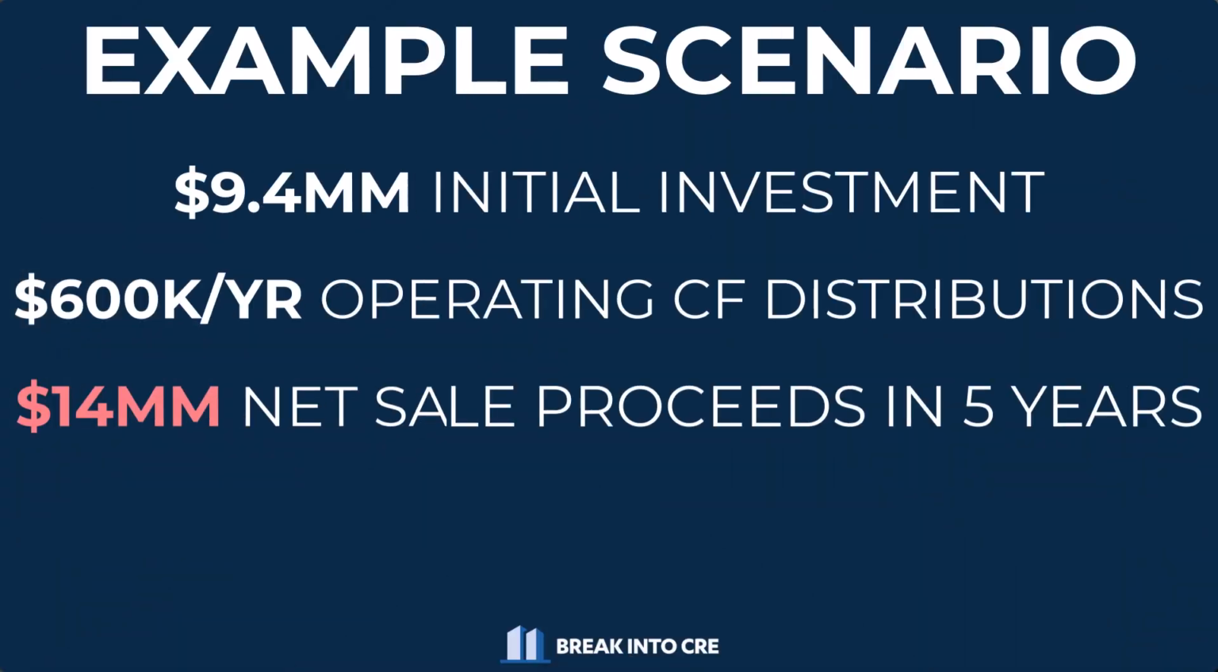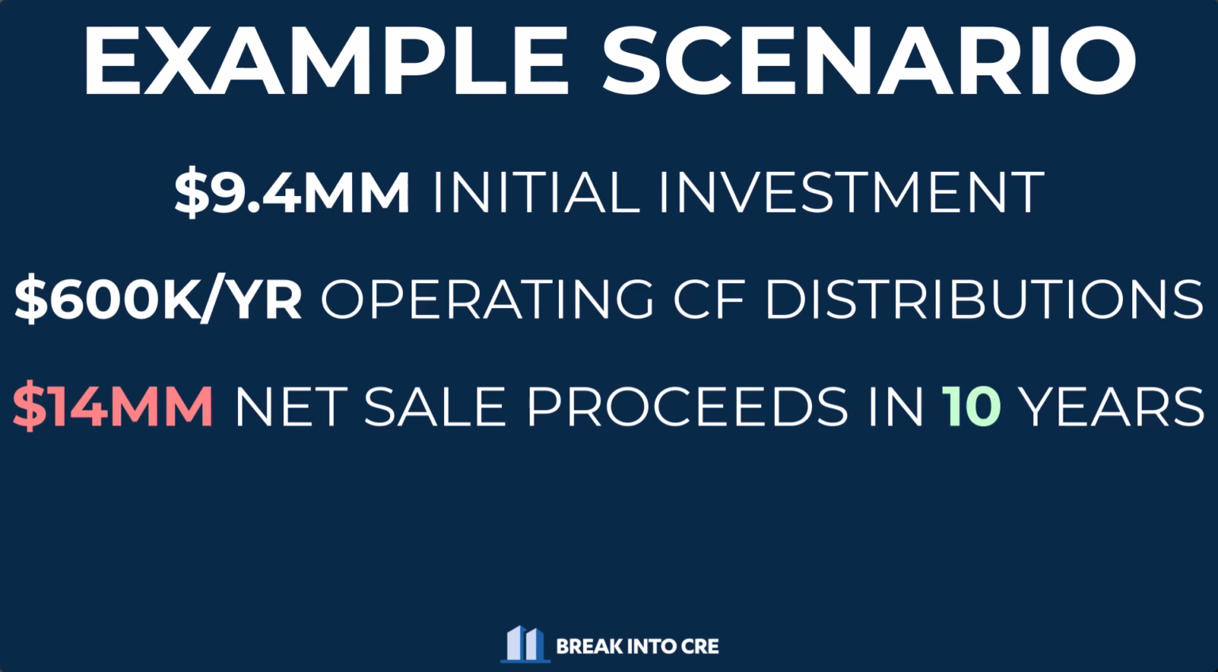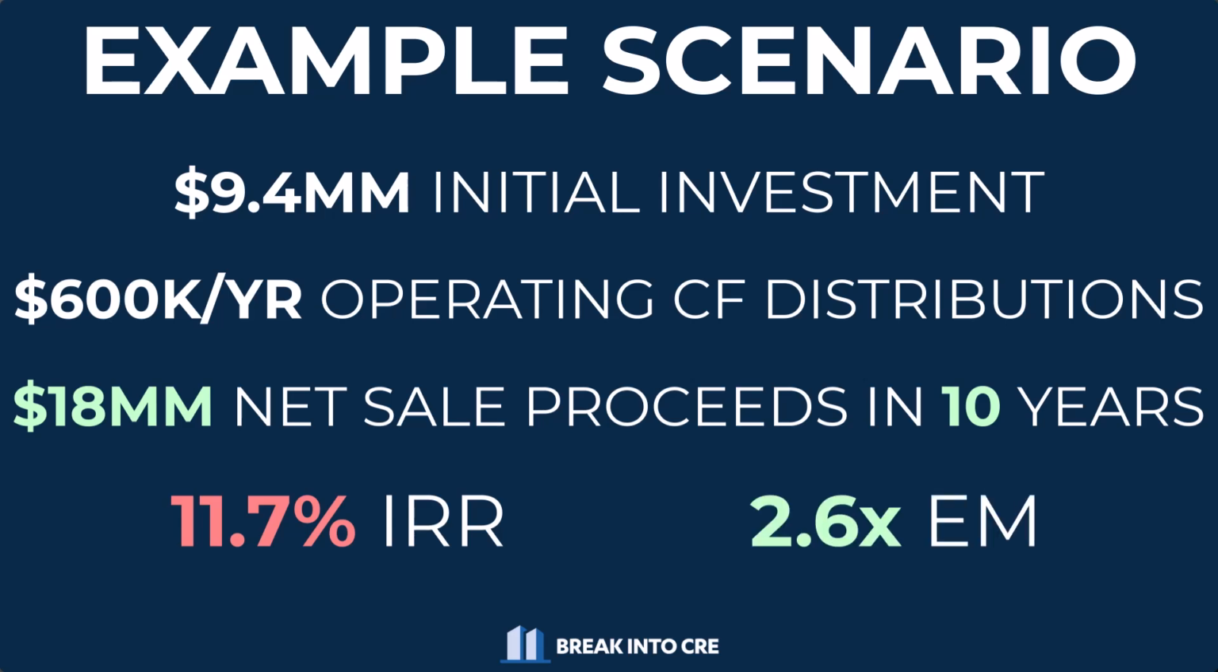For example, if the investor we just talked about assumed to sell that same property for an even lower $14 million after just 3 years instead of 5, the IRR of the deal would jump to 19.8% with a 1.7x equity multiple. However, if the hold period was extended to 10 years instead of 5, even if the property was sold for an even higher $18 million at that time, the IRR on the deal would decrease to just 11.7%, even though the equity multiple would jump up to 2.6x.